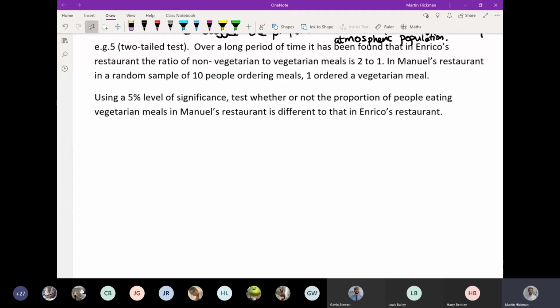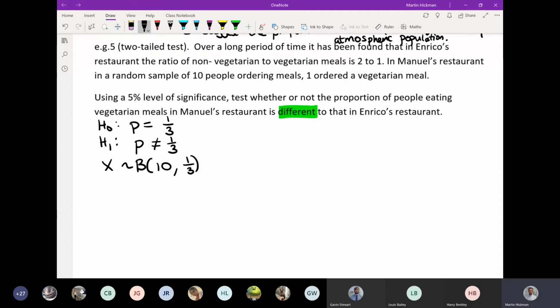So we'll start off by writing down our hypotheses, as we always do. So the probability someone orders a vegetarian meal in Enrico's restaurant is 1/3. We're going to see if it's different. So we're going to see if in our sample of 10, it's not 1/3. So our distribution is binomial. N is 10, there's 10 in our sample. And the probability, remember, this probability is always the same as your null hypothesis probability.